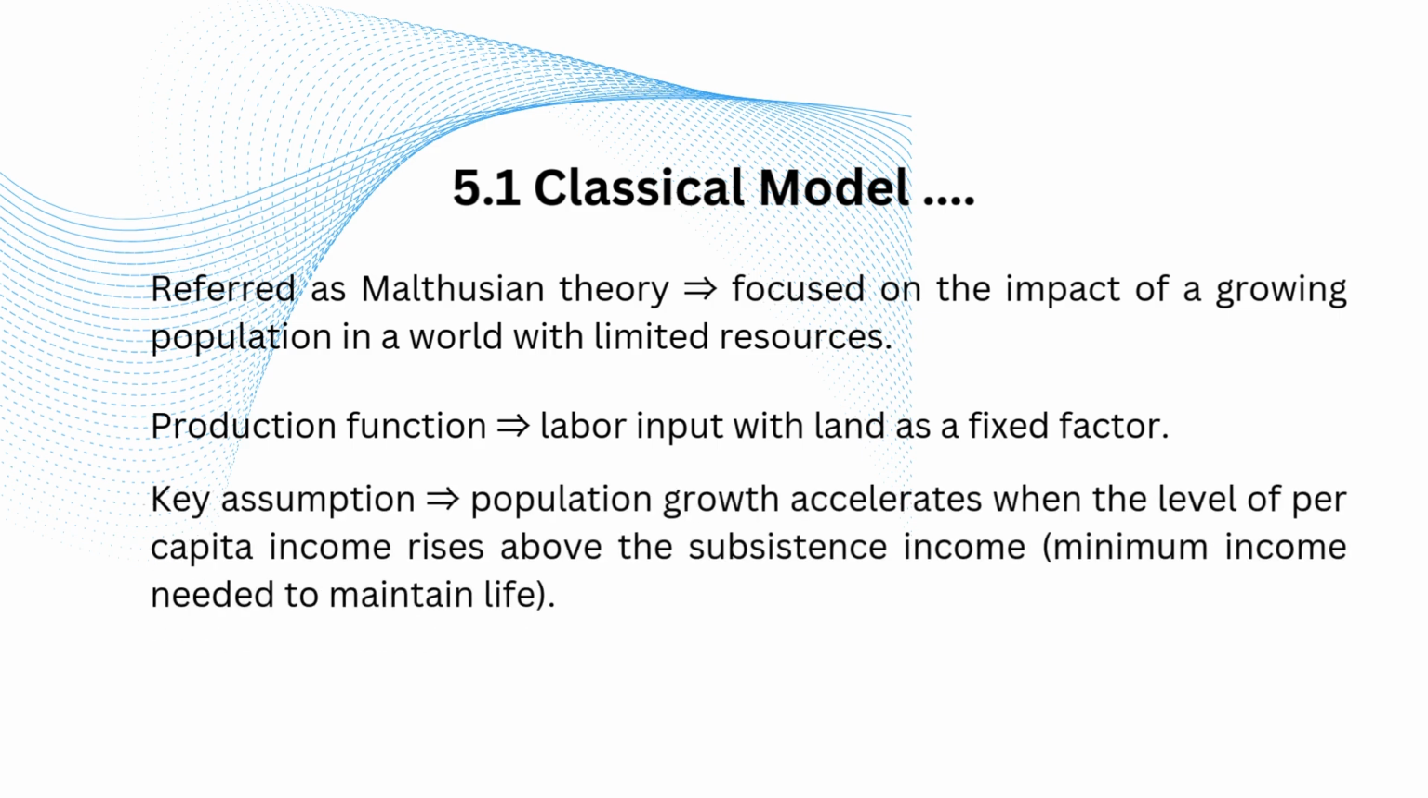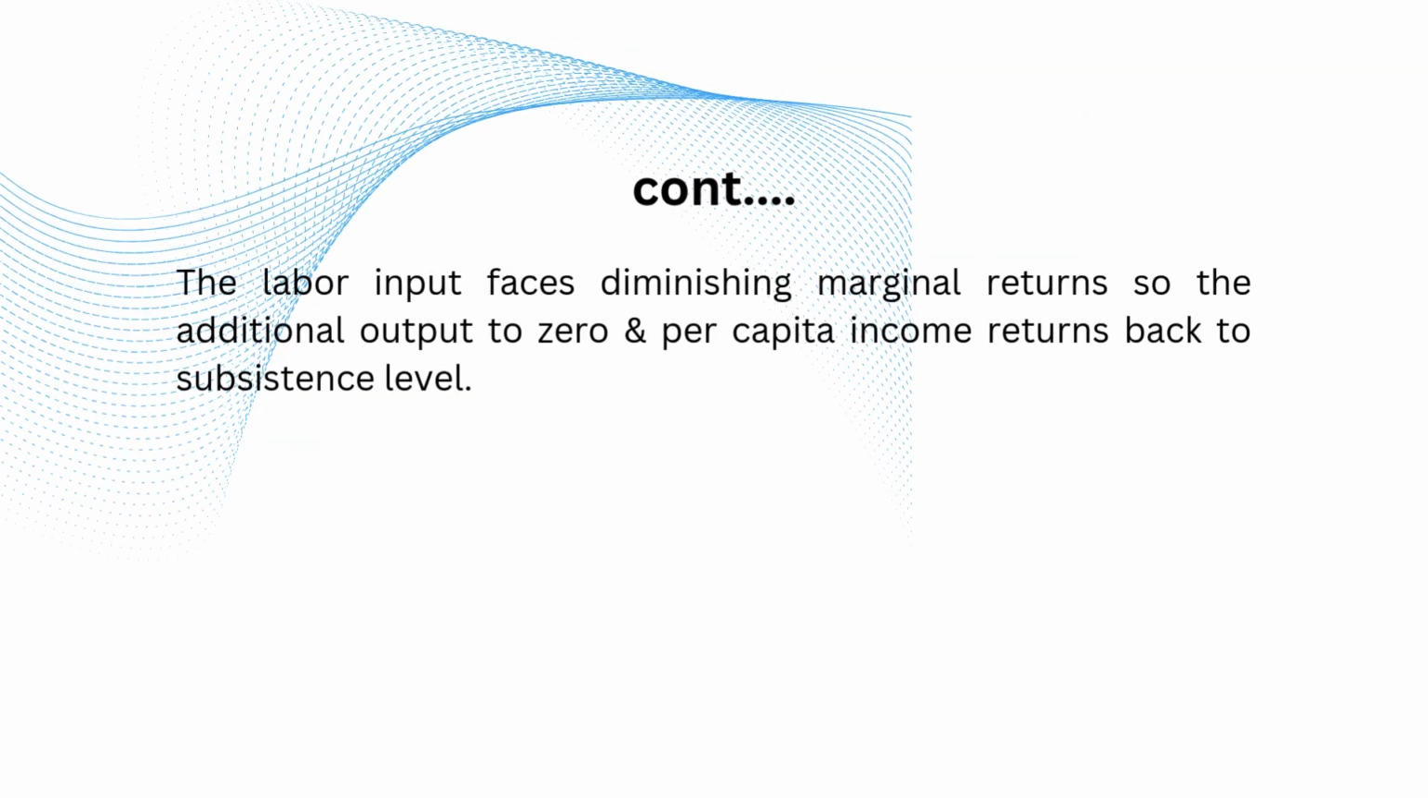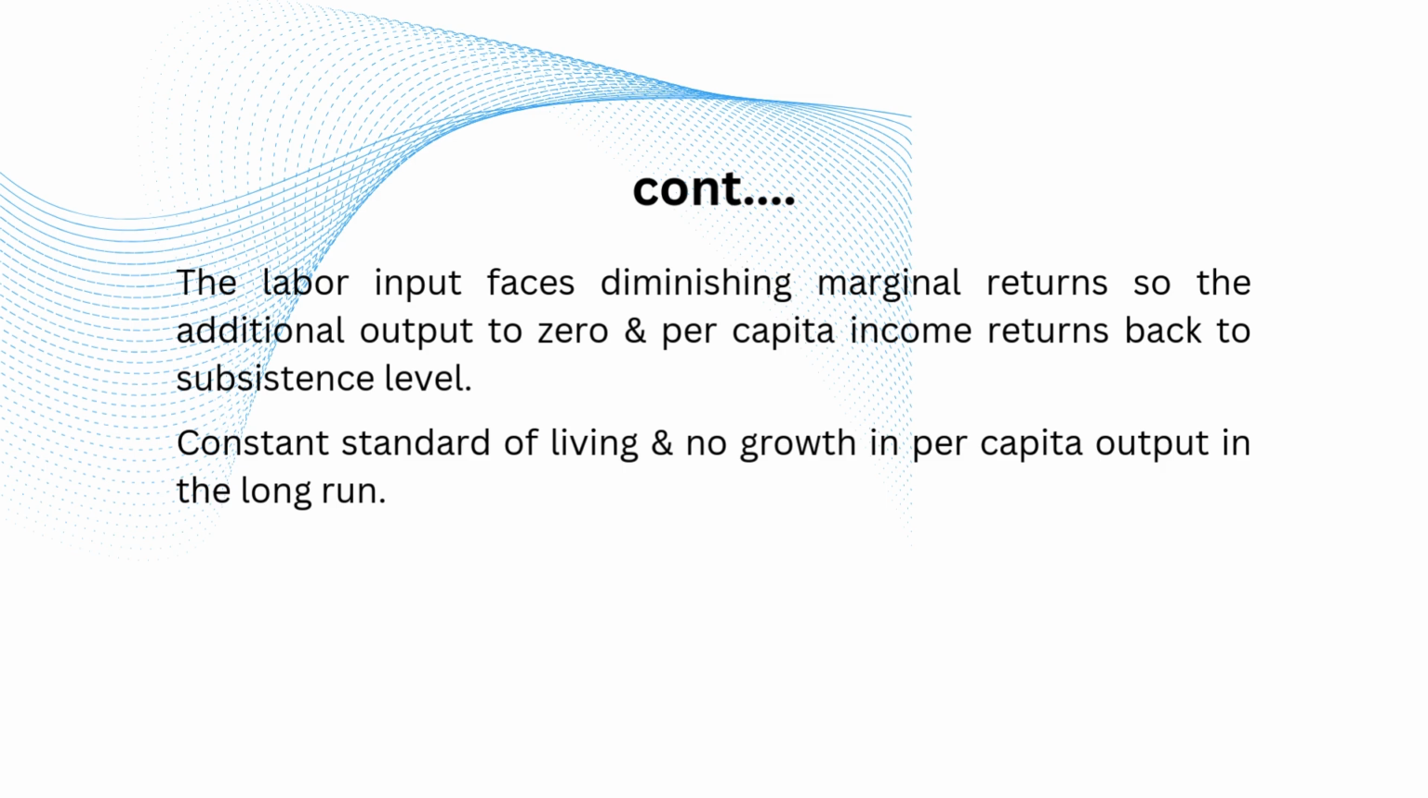Key assumption: population growth accelerates when the level of per capita income rises above the subsistence income, the minimum income needed to maintain life. The labor input faces diminishing marginal returns, so the additional output falls to zero and per capita income returns back to subsistence level. Constant standard of living and no growth in per capita output in the long run.